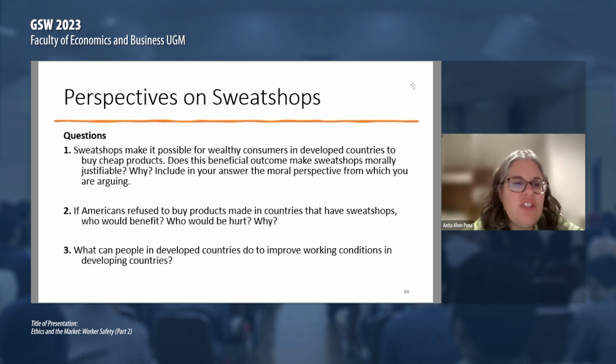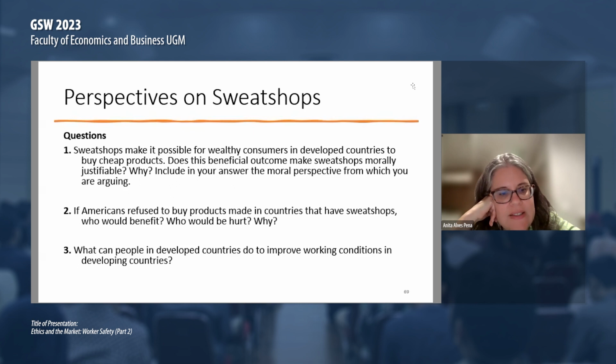So here are some questions that we might take a moment to think about in terms of perspectives. Sweatshops make it possible for wealthy consumers in developed countries to buy cheap products. Does this beneficial outcome make sweatshops morally justifiable? Why? And you could link this to some of the moral perspectives for which you're arguing. Second, if Americans refuse to buy products made in countries that have sweatshops, who would benefit, who would be hurt, and why? And three, what can people in developed countries do to improve working conditions in developing countries?